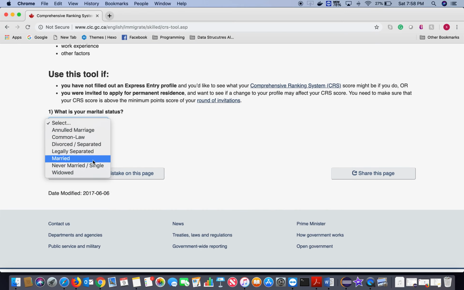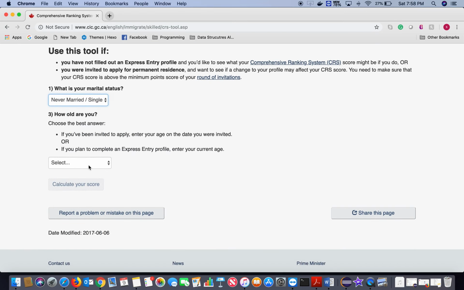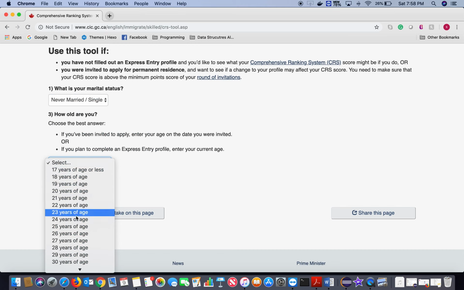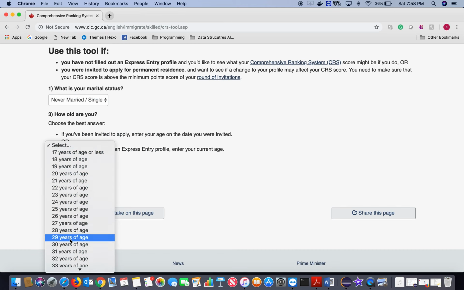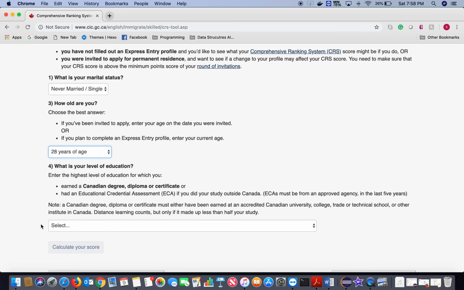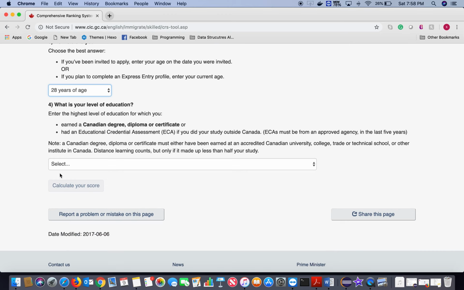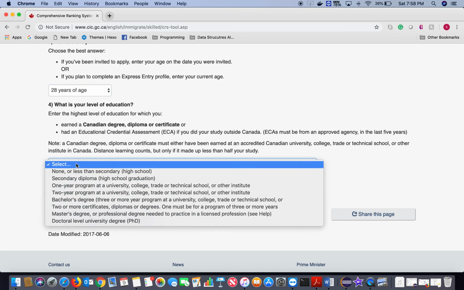Now, as you are single, you will select never married, single. Then the next criteria is, what is your age? This is for people who are below 30, so I'm going to select 28 years. Moving on to the next question, you can see as and when you keep selecting the options, it pops up the next question. Now you have, what is the level of education that you have? I'm going to go with the majority, which hold a bachelor's degree.